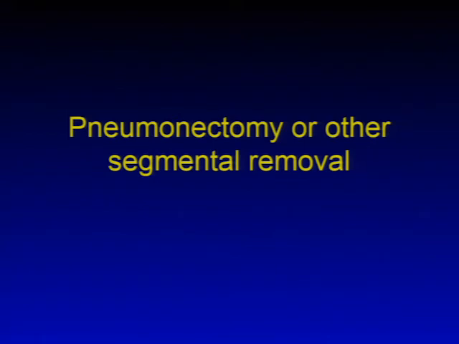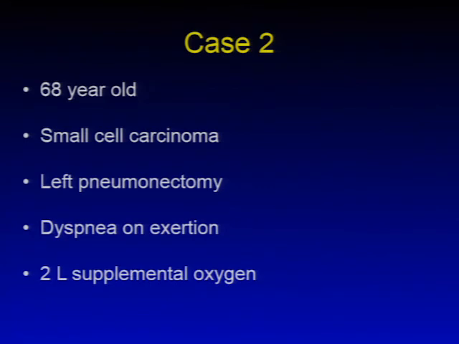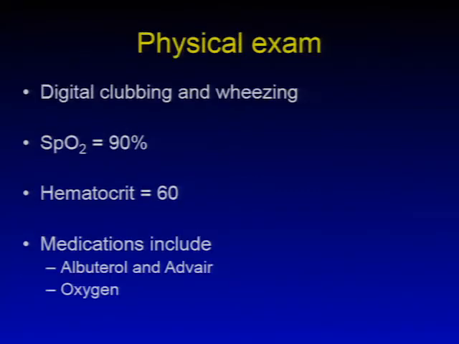So now that we have talked about single lung ventilation, let's move on to a pneumonectomy or other segmental resection, and this leads us to our second case, which is a 68-year-old male coming in for small cell carcinoma. He's coming in for left pneumonectomy. He does have dyspnea on exertion, 2 liters of supplemental oxygen at home. He has digital clubbing and wheezing. His saturation is 90%. His hematocrit is 60, and his medications include albuterol, Advair, and oxygen.